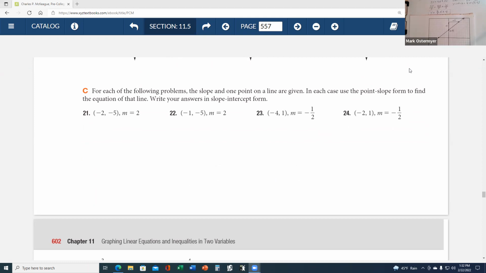All right, now the next block of problems says, for each of the following problems, the slope and a point on a line are given to us. In each case, they want us to use the point slope form to find the equation of the line, and they want us to write our final answer in slope intercept form. How are we going to do one of these problems? Well, very carefully. We'll try problem 22.